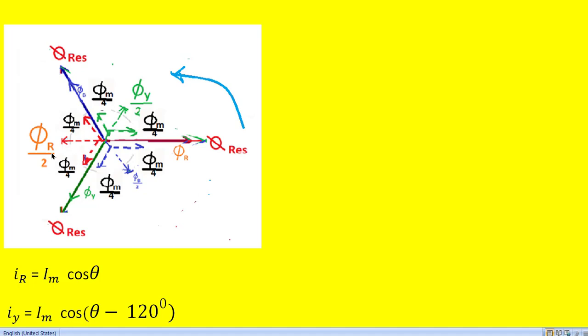So that is why we write here phi r by 2, which is equal to phi m by 2, but in the negative direction. At the same 120 degrees, the Y phase flux value is only minus half, that is, in the negative direction.